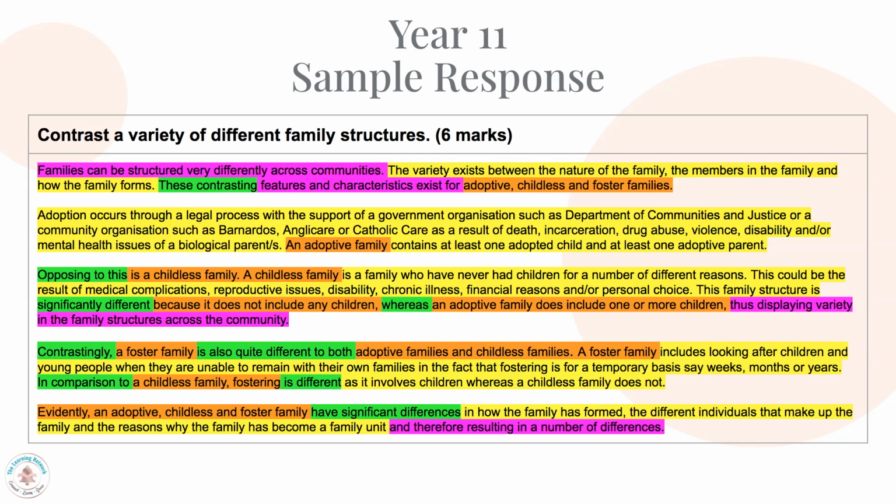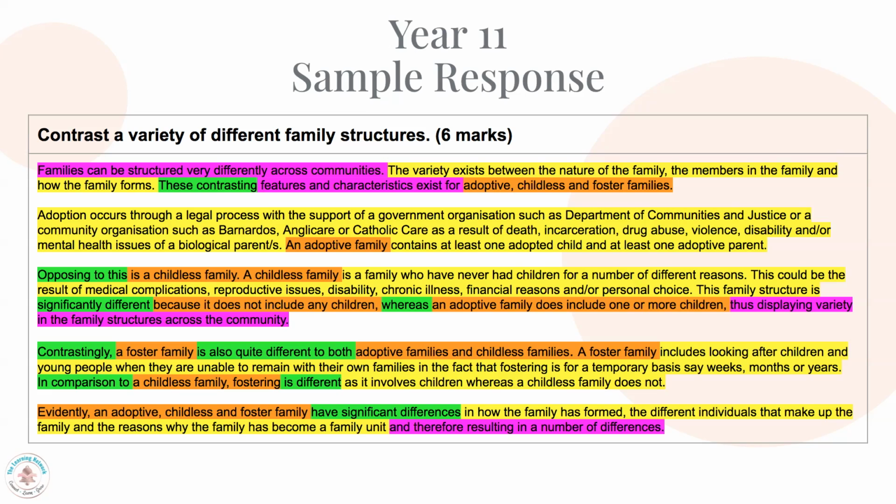Contrastingly, another contrast, a foster family is also quite different to both adoptive families and childless families. A foster family includes looking after children and young people when they are unable to remain in their own families, in the fact that fostering is for a temporary basis, say weeks, months, or years. In comparison to a childless family, fostering is different as it involves children, whereas a childless family does not.